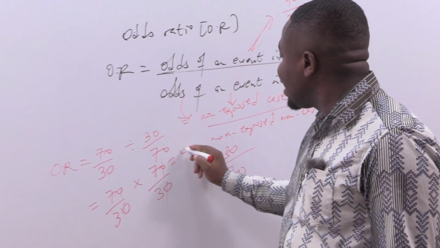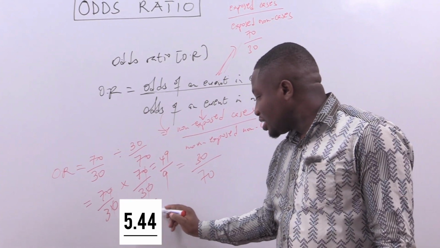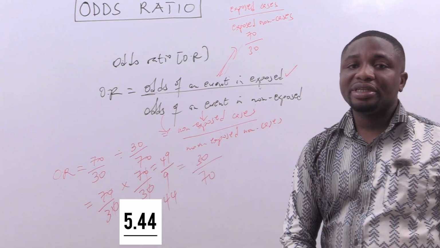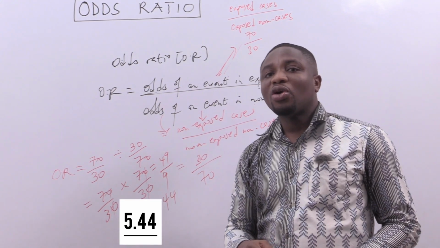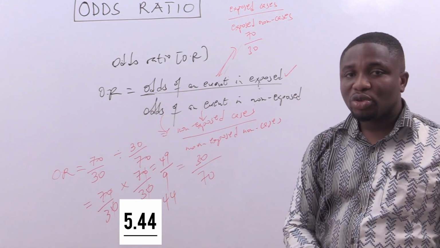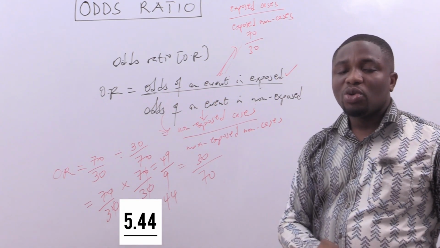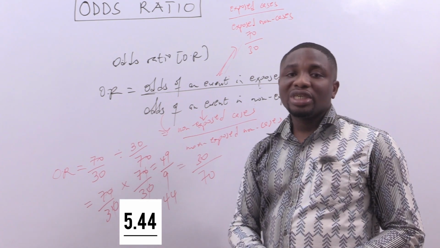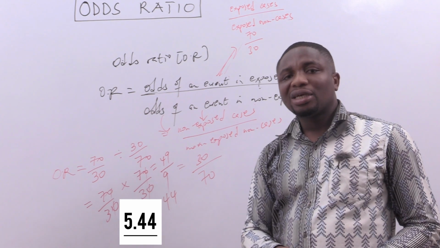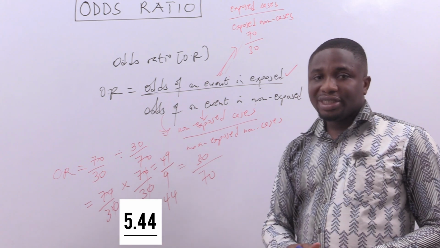So we have 49 over 9, which will give you around 6.444 recurring, and that will be your odds ratio. So that represents the formula of odds ratio. Odds ratio is equal to odds of an event in the exposed population over odds of an event in the non-exposed population. When we say event, we are referring to a disease, a condition, or an outcome.